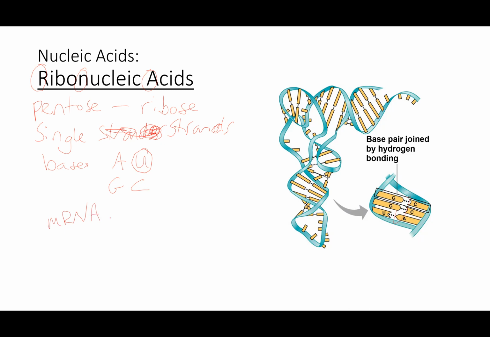So there's RNA that's called mRNA, M meaning messenger. So messenger RNA is found in the nucleus. It's made in the nucleus and then leaves the nucleus, so it's carrying the message. Then there's tRNA and rRNA, which are involved in making the proteins.